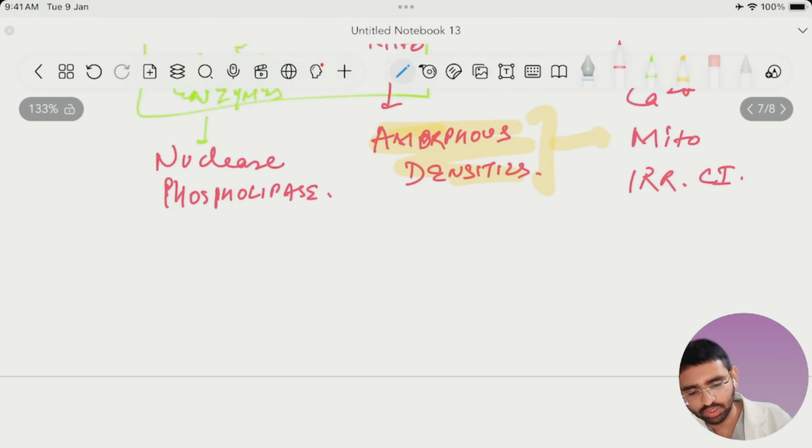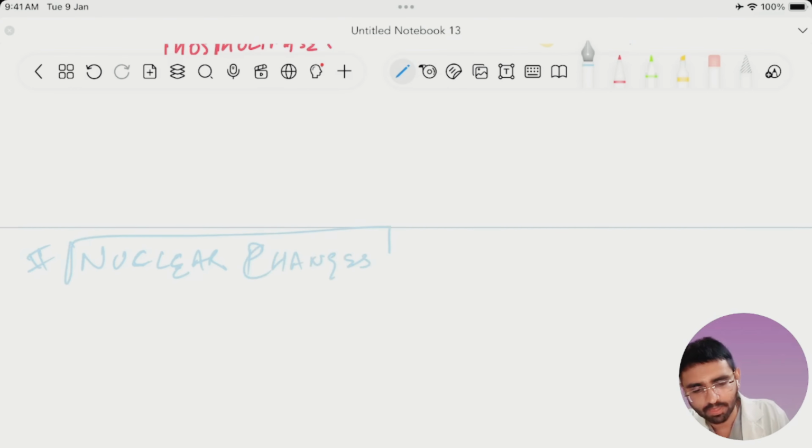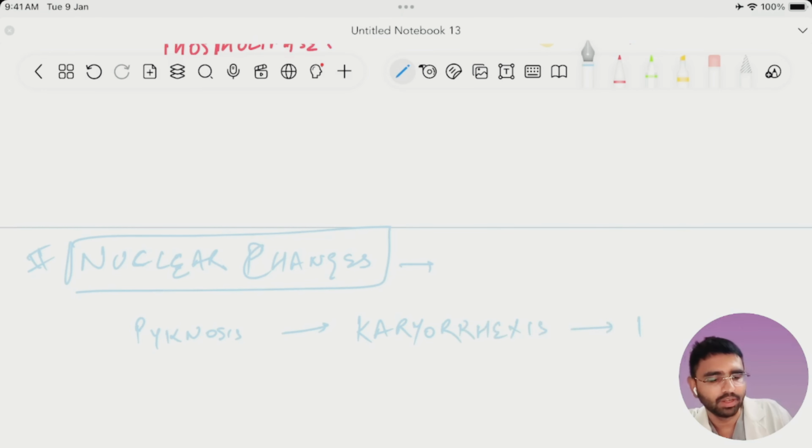Now let's talk about some nuclear changes. It is very important to remember for NEET PG. Nuclear changes: first, pyknosis will occur. After pyknosis there will be karyorrhexis. Then there will be karyolysis.